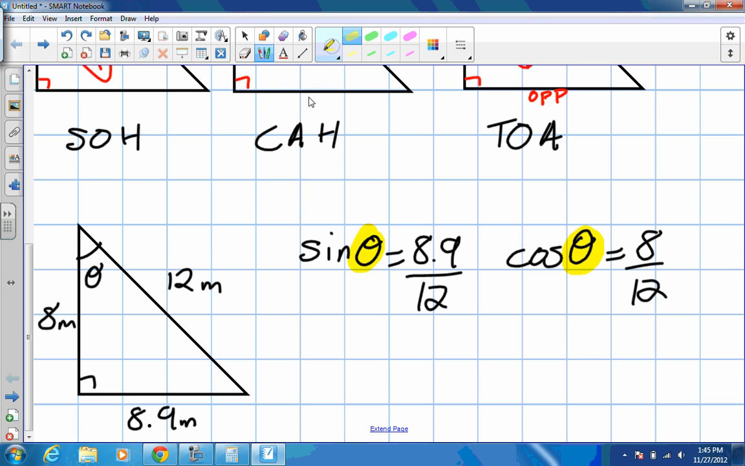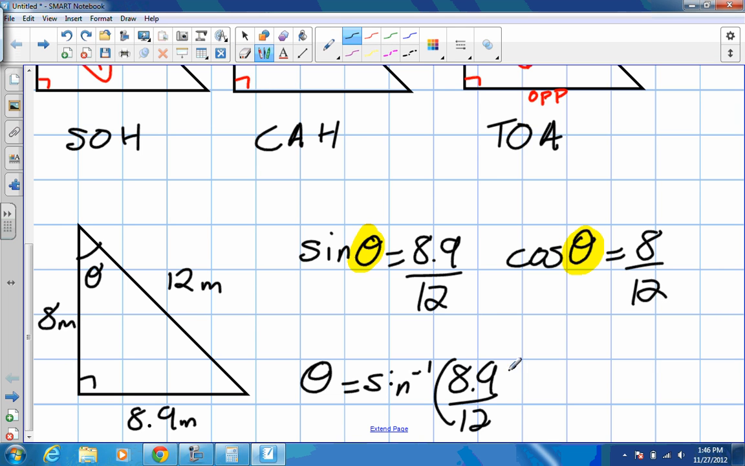So when I move sine to the other side, or if I'm solving for an angle, what does that look like on your calculator? Good. Sine inverse, whoops, it's just to the power of -1. Theta equals sine inverse of 8.9 divided by 12. Okay. And in the other case, theta would be equal to cosine inverse of 8 divided by 12. So we'll bring up a calculator and try this now.